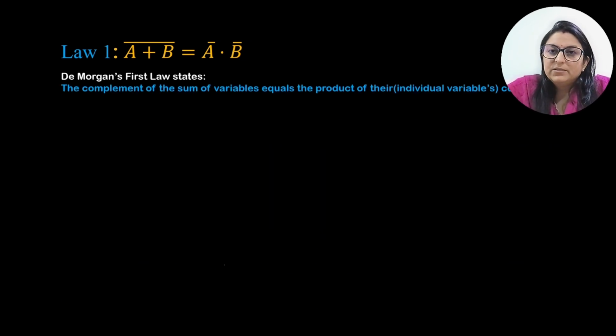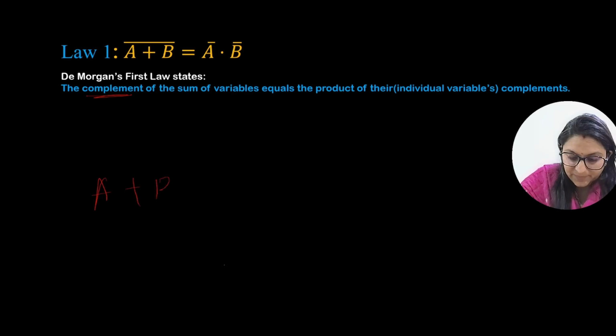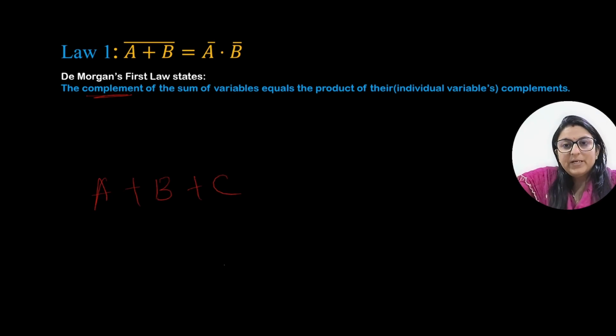First is your statement. What this statement says is that the complement of the sum of the variables. Sum of the variables, let us say a plus b plus c. What is ABC? These are all the variables. So complement of the sum of the variables. Here I have shown this sum, so its complement as well.